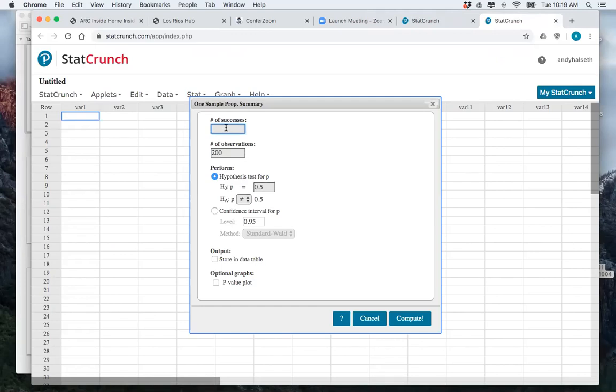So we only know that 21% replied yes. So how many people replied yes? What I'm going to do there is, and I could just type this right in here, taking 200 times 0.21. Or I can do that on my calculator too. Let's see if that works. Okay.